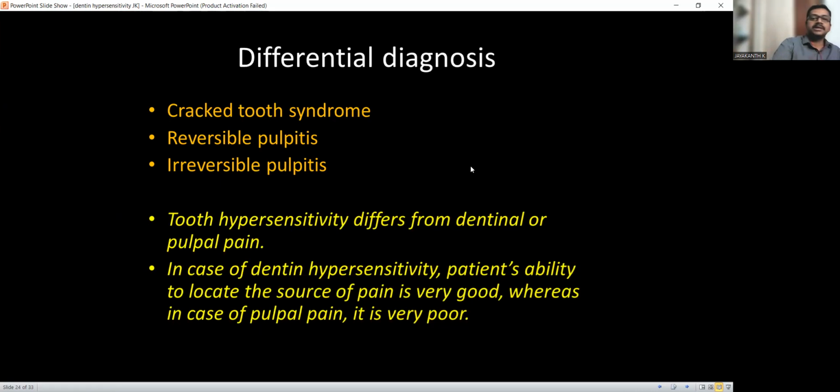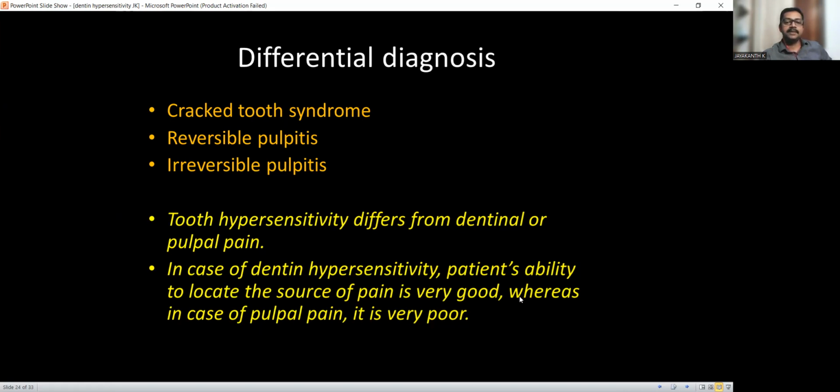Now coming to the differential diagnosis, what are the conditions that can mimic dental hypersensitivity? First one is cracked tooth syndrome. Then reversible pulpitis. Tooth hypersensitivity differs from dentinal or pulpal pain. So you have to note that in all three above, direct pulpal involvement is there, whereas tooth hypersensitivity differs from dentinal or pulpal pain.